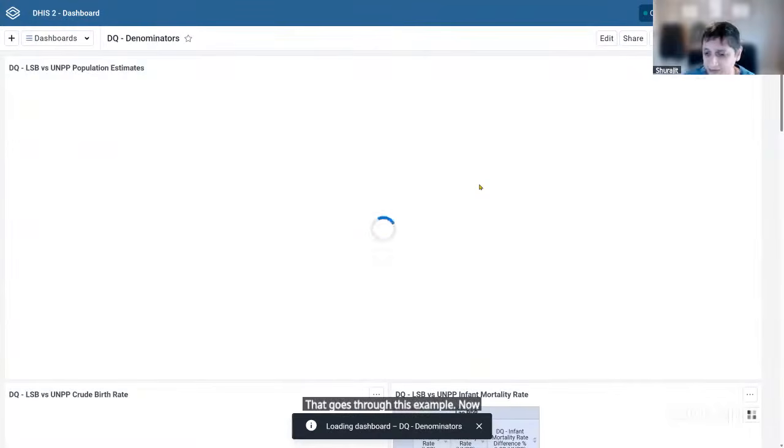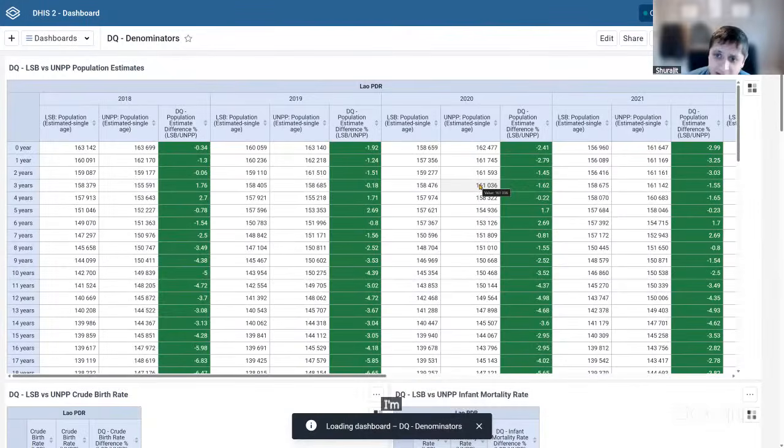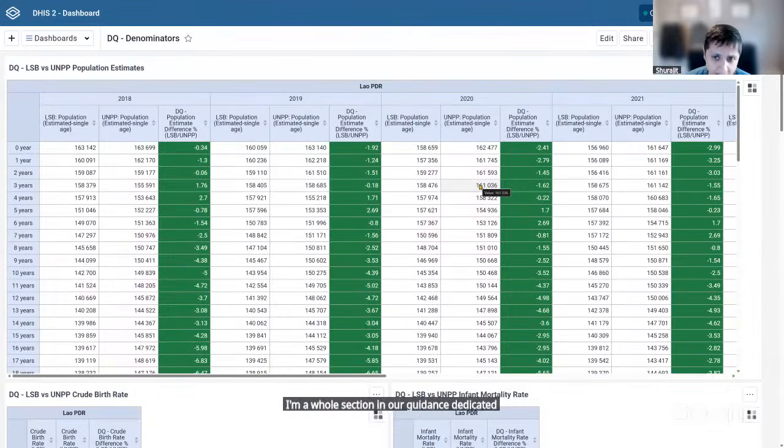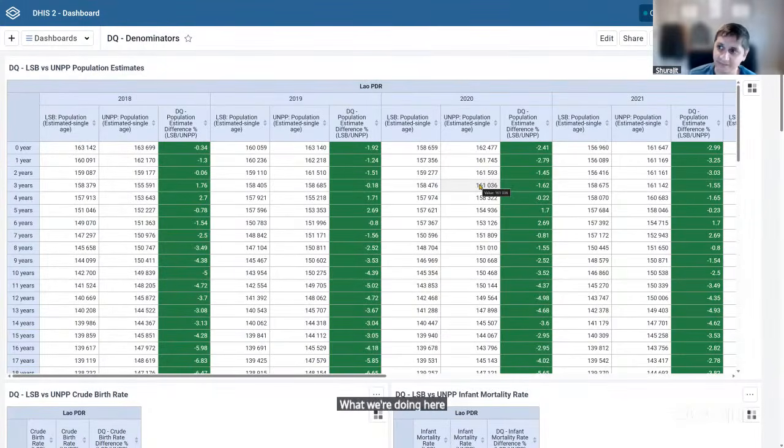Now there's a lot to talk about on denominators, and I won't be able to get through everything now. We have a whole section in our guidance dedicated to denominator analysis, and we have some supplementary materials available there. But like I said, the whole idea behind what we're doing here is basically making external comparisons where possible, but also internal comparisons.